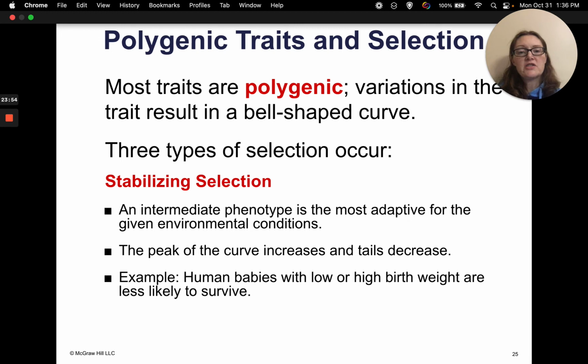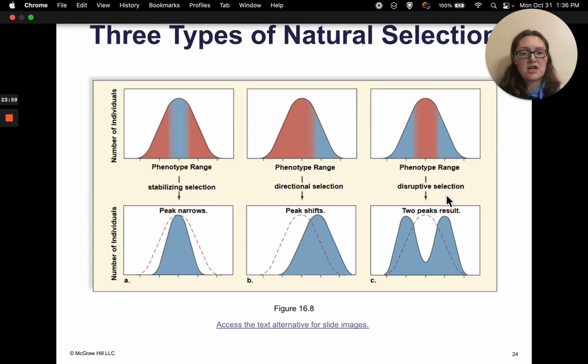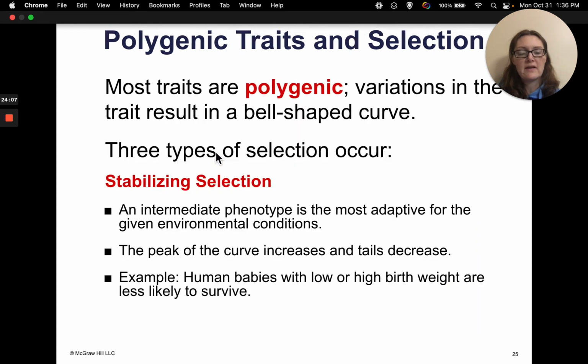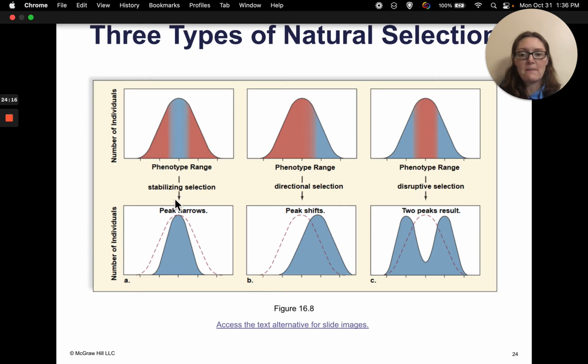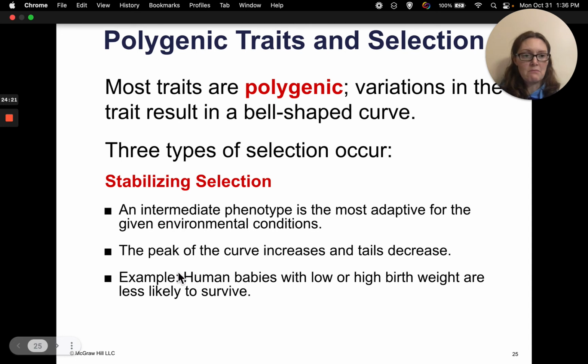Most traits are polygenic, poly meaning many. Variations in traits result in that bell-shaped curve. It looks like a bell-shaped curve. So most traits are polygenic variations and result in a bell curve. And then again, three types. Stabilizing was the first one we talked about, where it's going to shift to the middle. This means that the middle trait, whatever is the most common, is going to be what is the most adaptive to the environment.